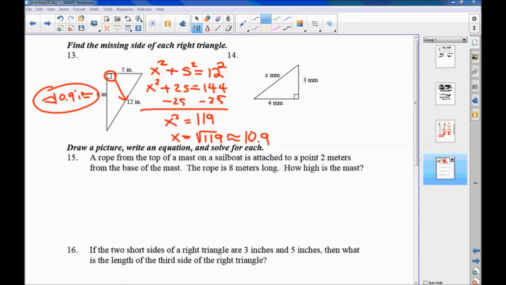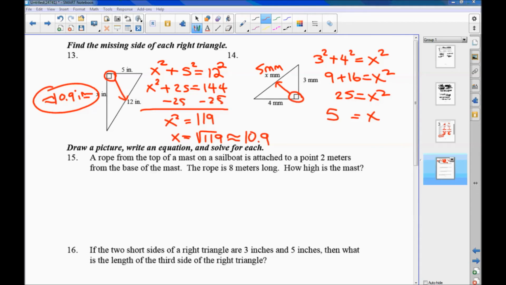Okay, so in our last one on these directions, number 14, we have our right angle. We draw an arrow across, so the long side is x. So this will become 3 squared plus 4 squared equals x squared. And then we go ahead and work this out. So 9 plus 16 is x squared. 9 and 16 make 25. And then we square root both sides and we get exactly 5. So our answer here is 5 millimeters. No rounding needed.